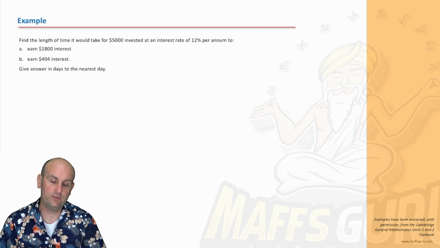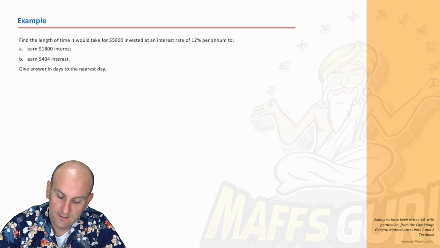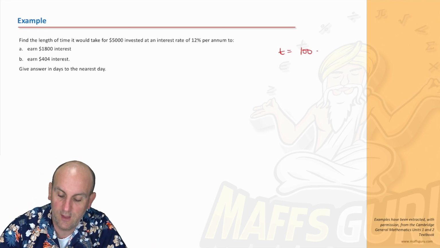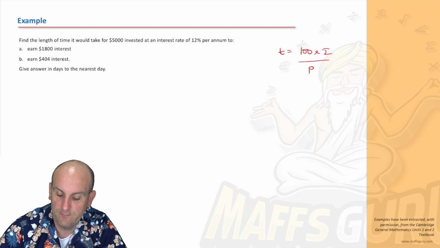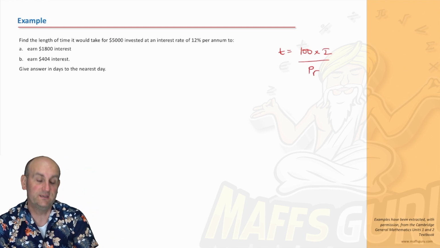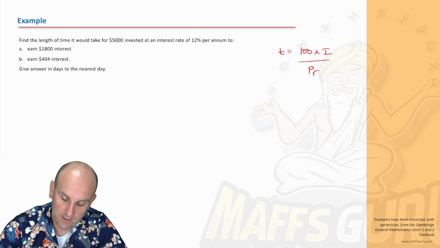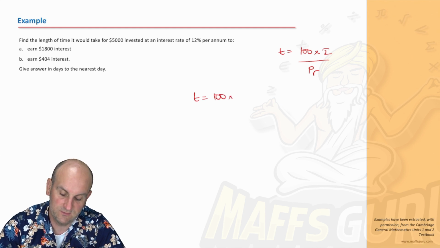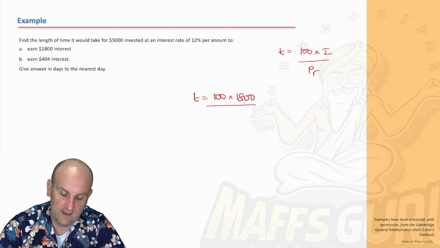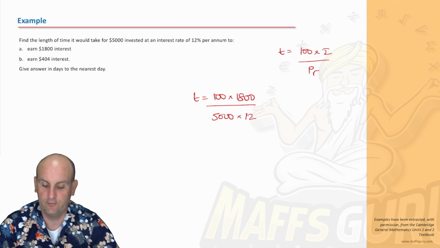Second example, find the length of time. Now we're going to use t. So t in this situation is 100 times I divided by P R. So they've got to give me all this information in the question. Find the length of time it would take for 5,000 invested at an interest rate of 12% to earn $1,800 in interest. So t in this situation is 100. Do we have all the information? Do we have the amount of interest? Yes, 1,800. Do I have the principal? Yes, 5,000. Do I have the rate? We do. It's 12%. Oh, lovely.